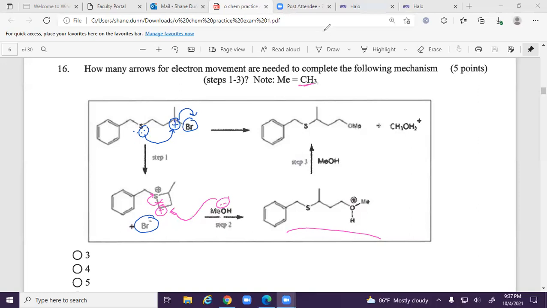Making sense so far? It's stupid, I agree, which means it will most likely be on your test.